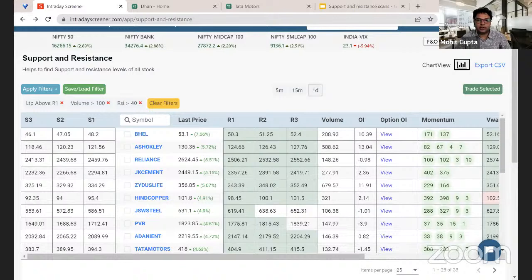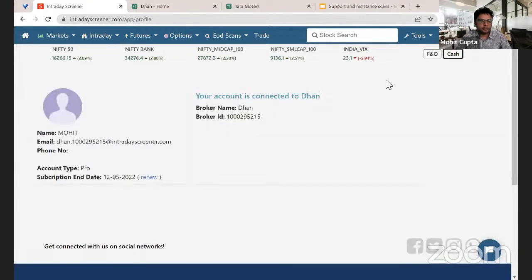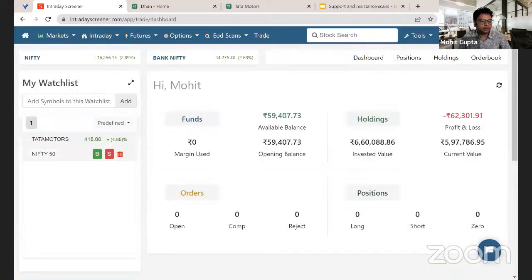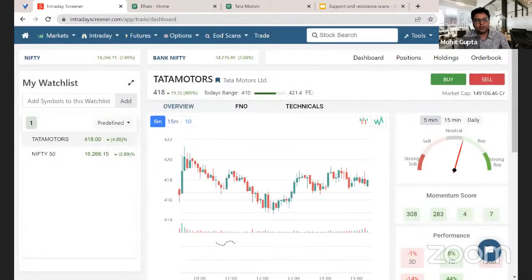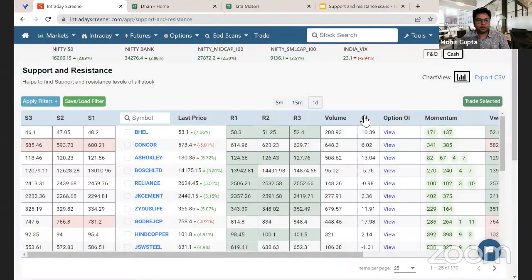As you log in with your Dhan account, you can see your details in your profile section. This is my Dhan account details and everything, and you can take trades, find stocks, and directly buy and sell from here through the Dhan API. Dhan has very good APIs which they have provided, and with the Intraday Screener collaboration, you can directly execute these trades from here to your Dhan account. For example, in the support and resistance where I explained that you can manage your risk, it will be executed automatically through APIs in your Dhan account.